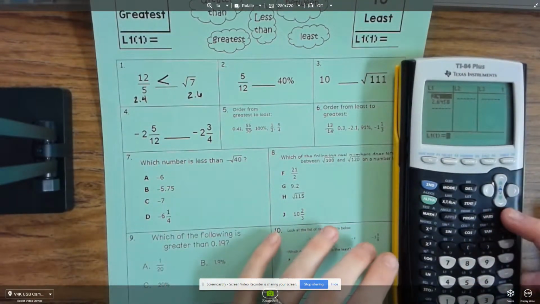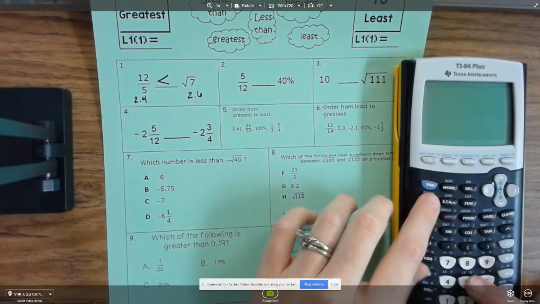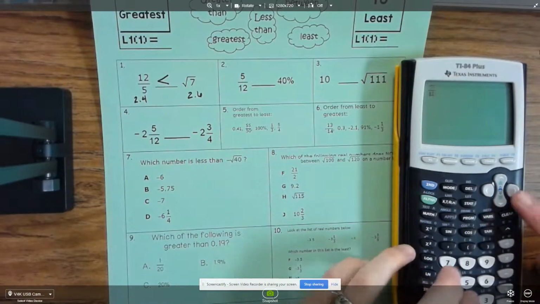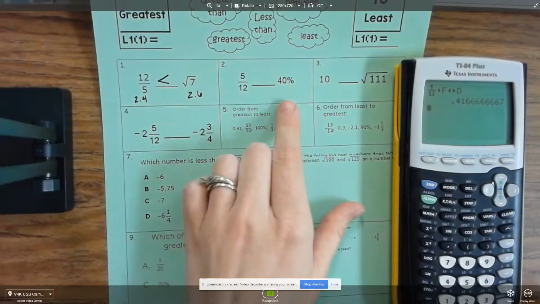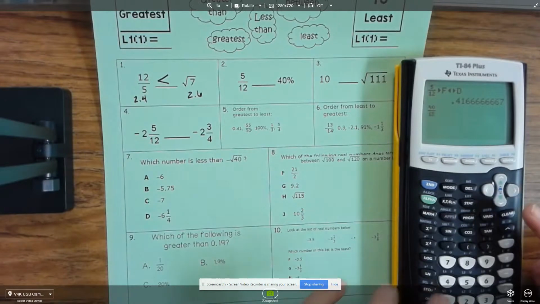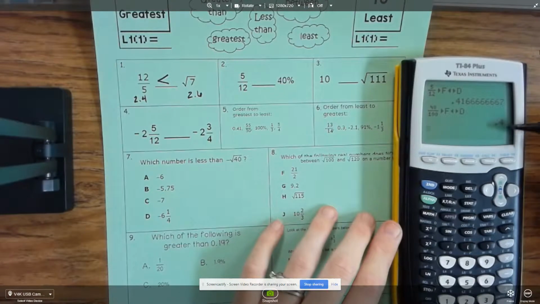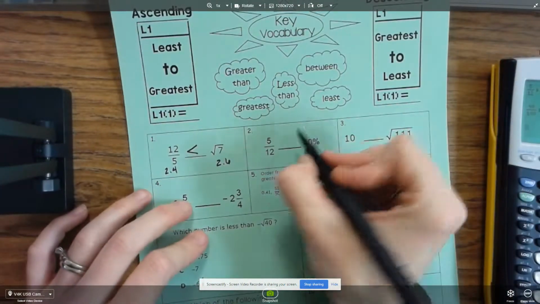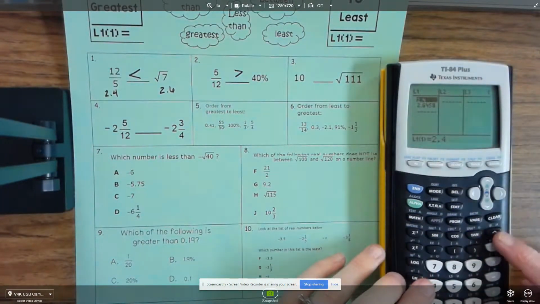The other way that you can do this is just to type the numbers into your calculator. So you could do 5/12, and then you want to make it a decimal, so alpha 5/4. And then 40%, you would do the same thing. Remember, we put all percents over 100 and turn that into a decimal. If you can tell by looking at the decimals which one is bigger, 0.41 is bigger than 0.4. So you can do it that way as well. But for some of you, it still may be easier to use the stat list.